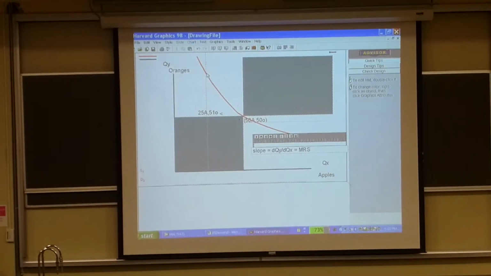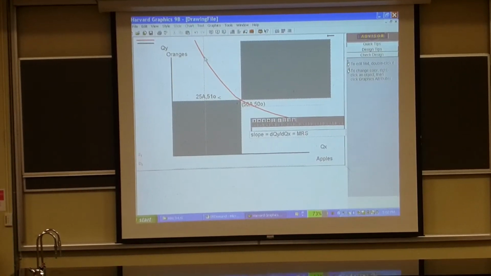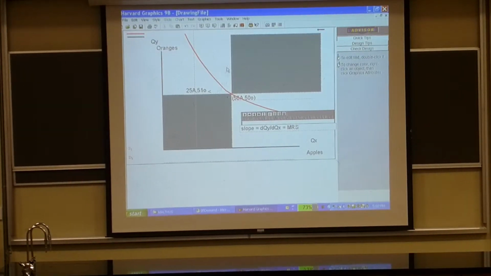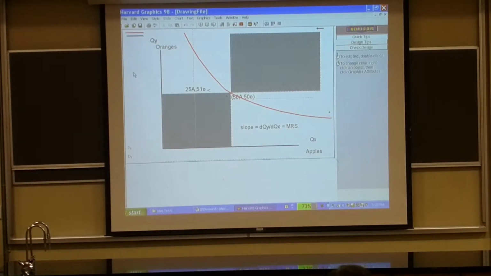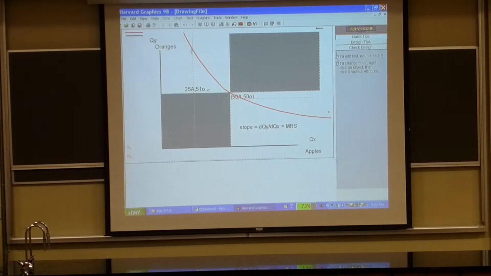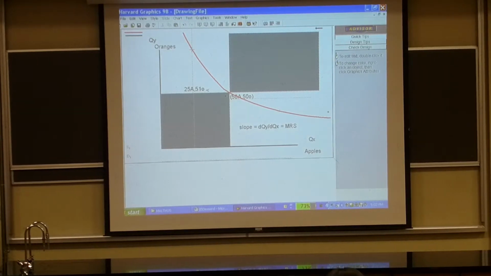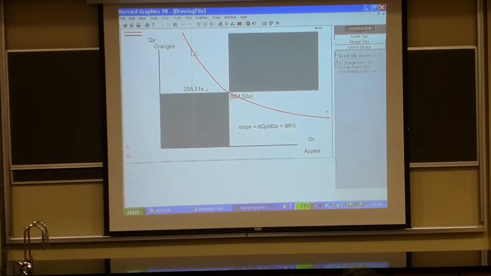37 or 25 apples and 3750 oranges. Once we establish the indifference curve, we're really interested in the slope. Right? So this shows me how many oranges I would give up for, say, 1 apple.